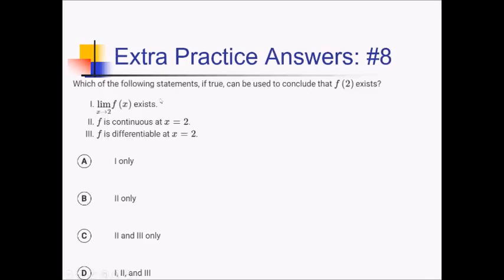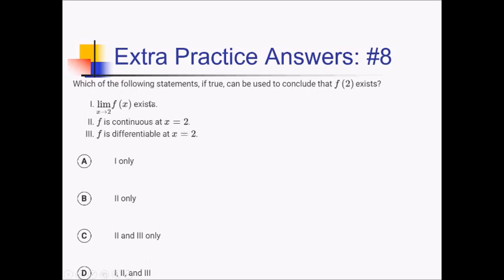On this problem, we want to know which of these 3 statements, if true, could be used to conclude that f of 2 exists. So we have the limit as x approaches 2 existing, we have continuity at 2, we have differentiability at 2. Well, we know at least one of these has got to be true because the answer choices don't have a none of the above.